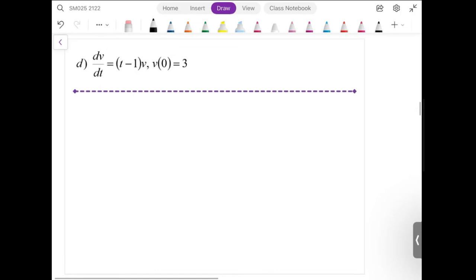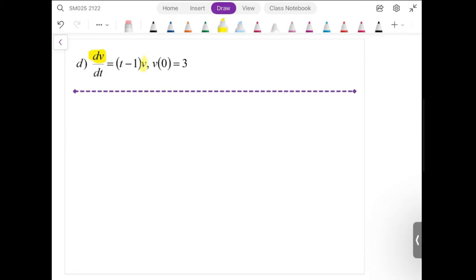Okay. We have dv/dt. Tadi asyik jumpa x dengan y je kan. Kita jumpa huruf lain pula. dv/dt is (t minus 1)v. Initial condition v of 0 equal to 3. Okay, so dv/dt maksudnya sama macam tadi. Apa yang ada kat atas, maintain bahagian kiri. So dv, kita nak maintain on left side.